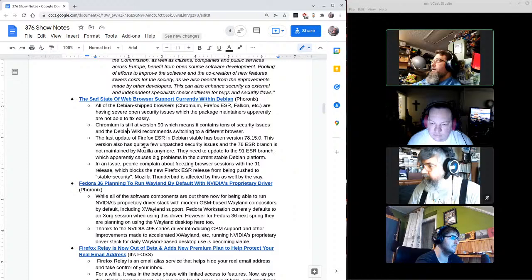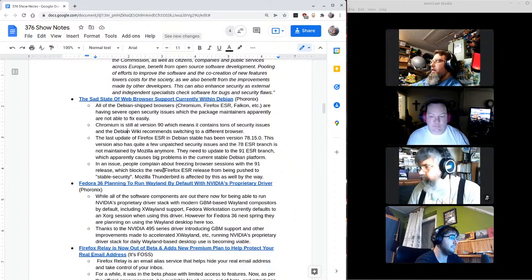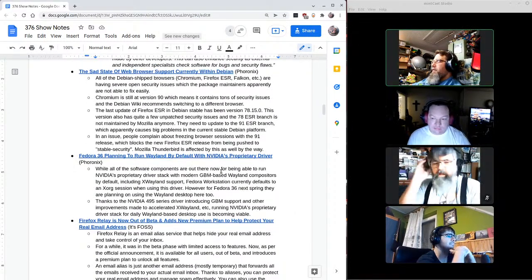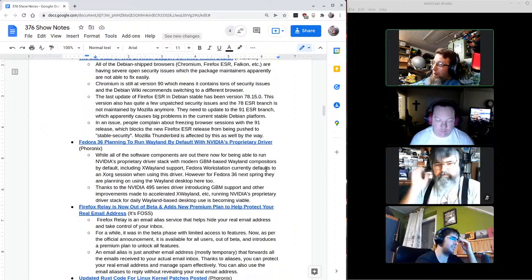This version also has quite a few unpatched security issues, and the 78 ESR branch is not maintained by Mozilla anymore. They need to update to the 91 ESR branch, which apparently causes big problems in the current stable Debian platform. In an issue, people complain about freezing browser sessions with the 91 release, which blocks the new Firefox ESR release from being pushed to stable security. Mozilla Thunderbird is affected by this as well, by the way.